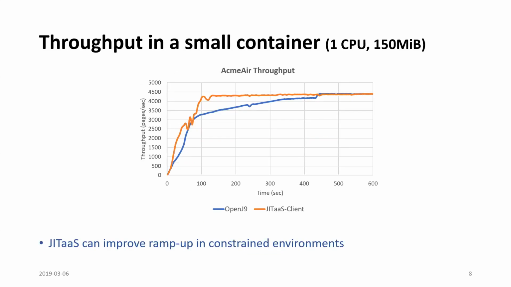Throughput in a small container. So previously, our containers were having 4 CPUs available. In this case, I'm constraining the container to just 1 CPU. So the takeaway from this slide is that we can actually achieve a better ramp up than OpenJ9, with JIT as a service, because in this case, the application doesn't have to fight for CPU resources with the compiler.